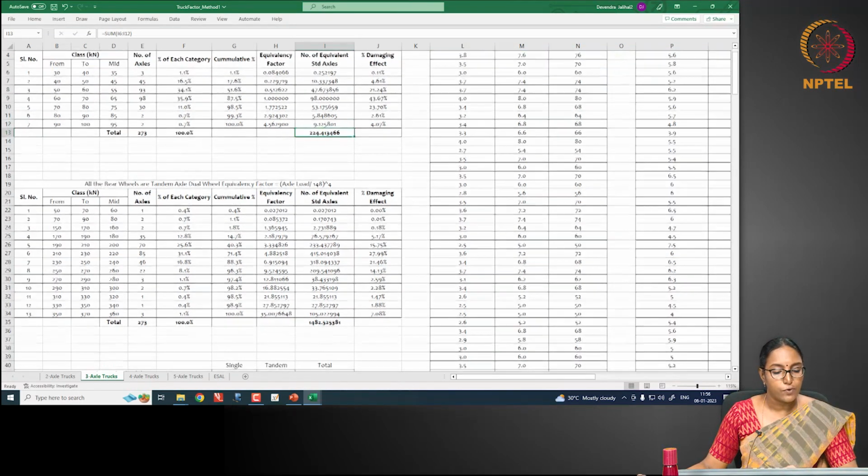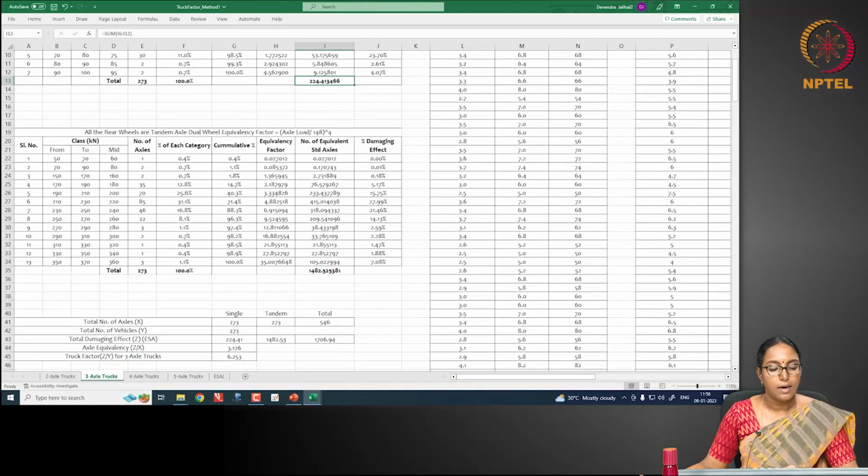Likewise, for the tandem axle, you see that the load range is taken in the range of 20 kilonewton, because, since it is a tandem axle, you can take a larger range of 20 kilonewton each. So 50 to 70, 70 to 90 and so on are the load classes that you have taken.